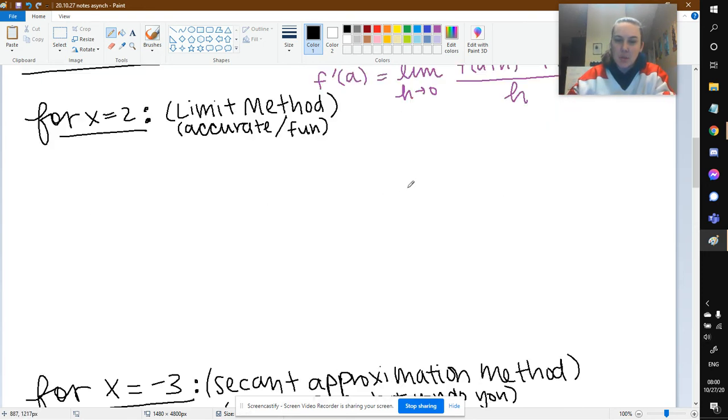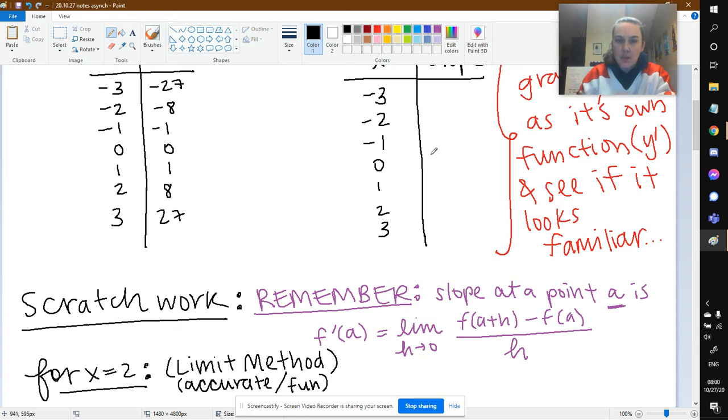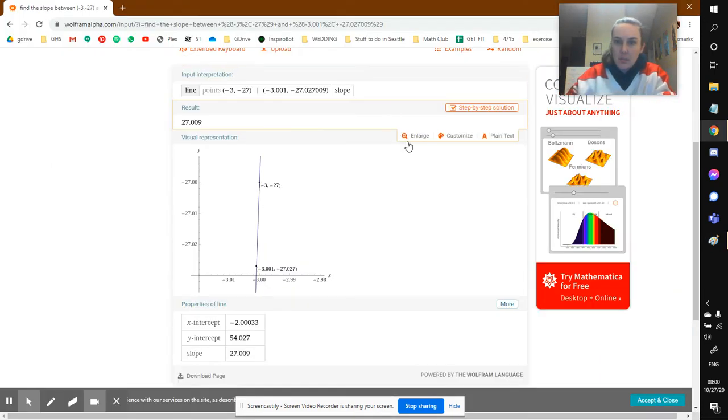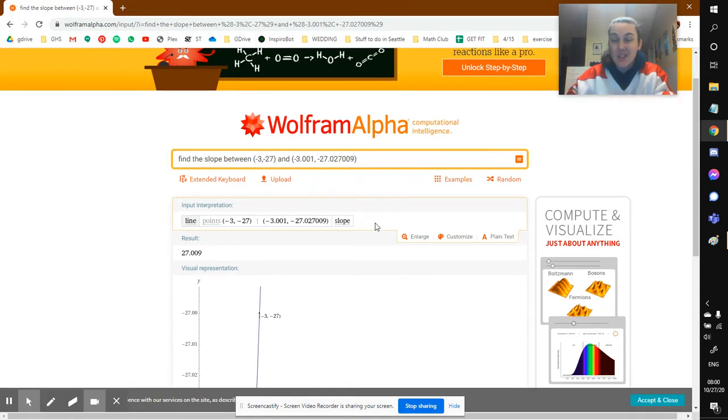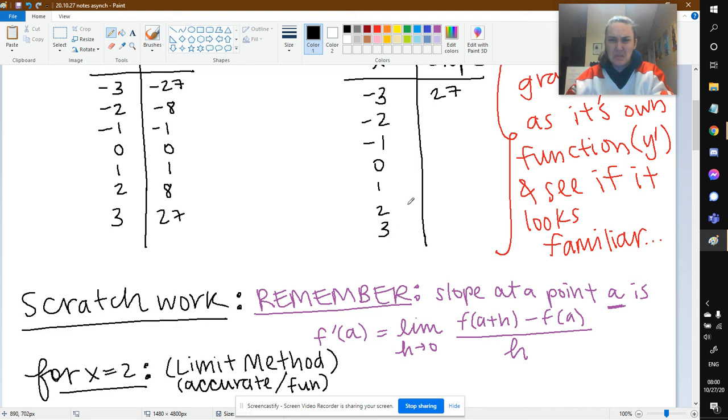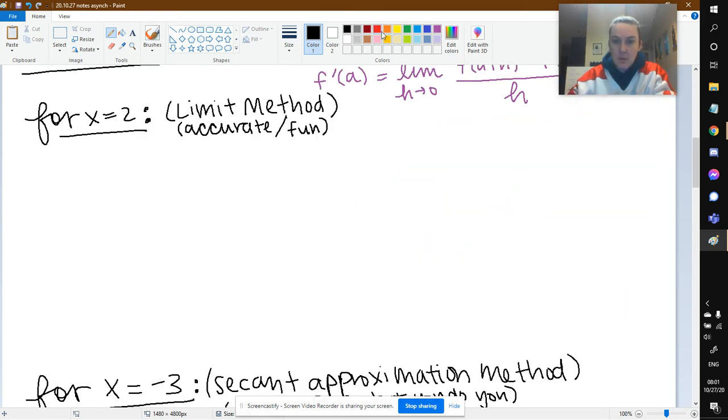Using the secant approximation method, I'm going to go up here and I'm going to say this is positive 27. The reason it's not my favorite method is because I did have to guess there at the end. I did have to say, it's probably getting closer to 27. It is, but once we get to more complicated formulas and more complicated equations, the guessing becomes more complicated. So I, me personally, prefer the limit method.